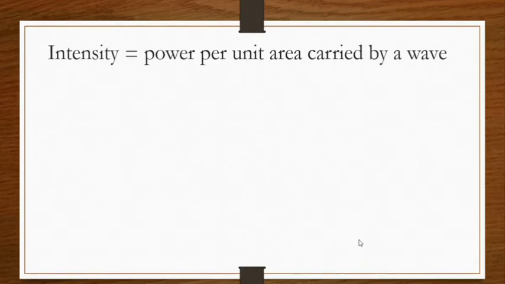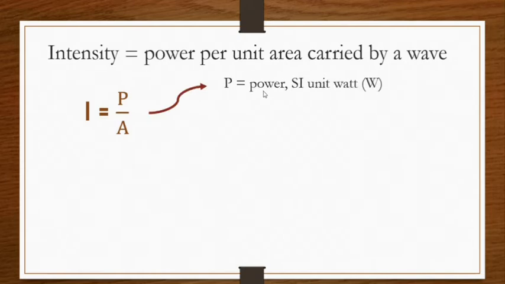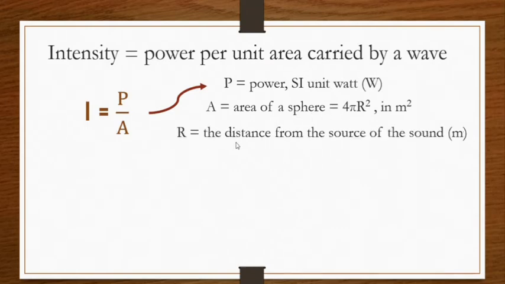Power is the rate at which energy is transferred by the wave. In equation form, intensity I is equal to P over A. P is the power, its SI unit is watt, and A is the area of a sphere in meters squared. The area of a sphere is equal to 4πr², where r is the distance from the source of the sound in meters. So the SI unit for intensity is watt per meter squared.